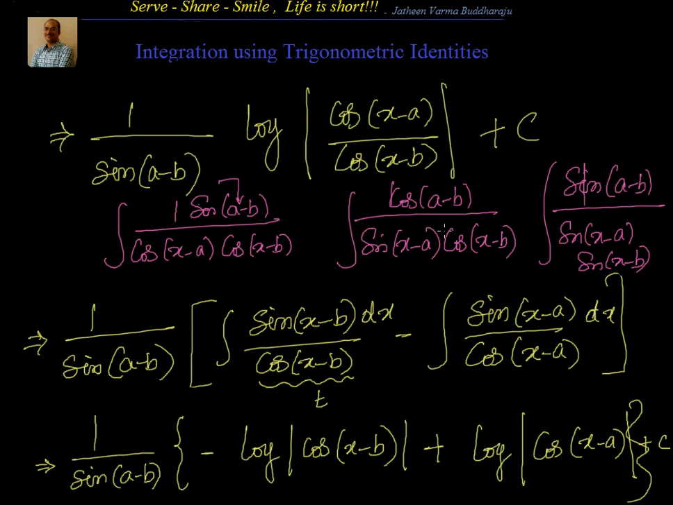Similarly, here when I have the sine and cos combination in the denominator, I should go for cos, because cos of a minus b will give me cos a cos b plus sin a sin b. So that is the approach we have to take.